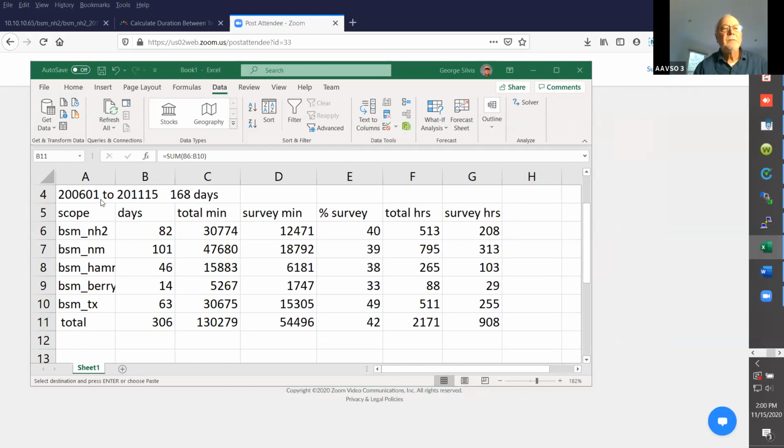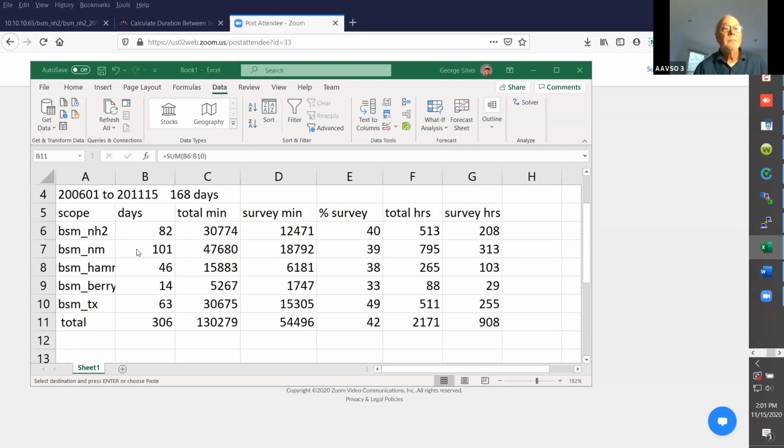So here's some stats for the BSM scopes. I didn't include the 24-inch scopes like SRO and OC61. Those are for more specialized projects, but they are available too. But in terms of from June 1 to 11/15, yes, 2 days ago, or today actually, that's 168 calendar days. And here are how many days these various scopes observed. We have actually 306 observing nights in that 168 days.